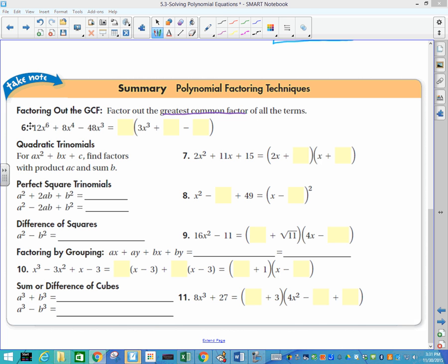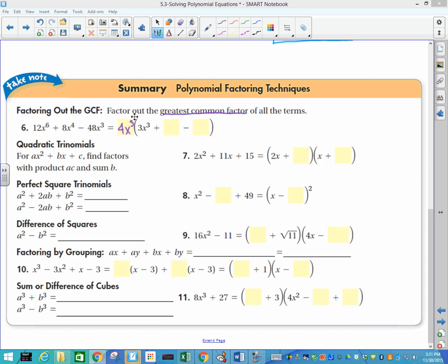So the GCF here is a variable. Actually, I have a number. I'm looking at the numbers first. Between 12, 8, and 48, the number is 4. And I have an x in every term, so I take the lowest exponent. So x to the third. So 4x to the third times 3x cubed is 12x to the sixth.